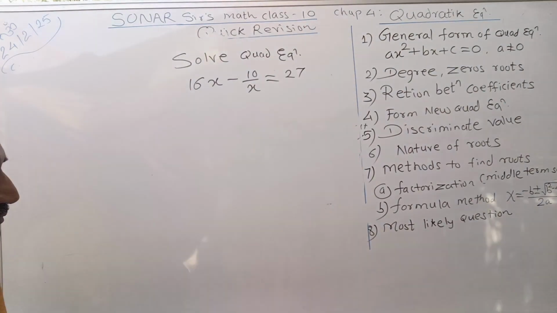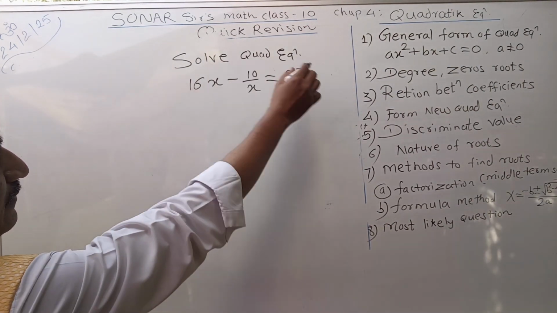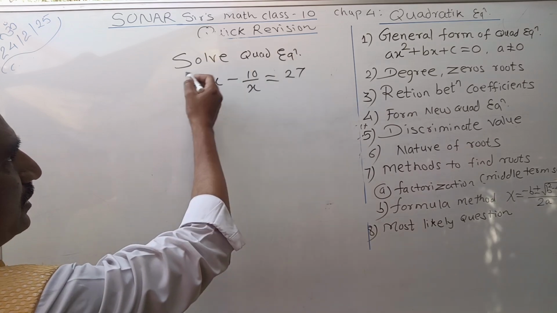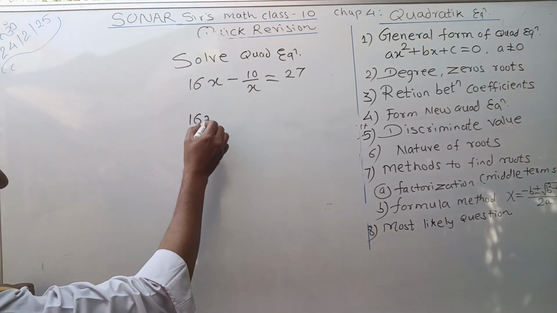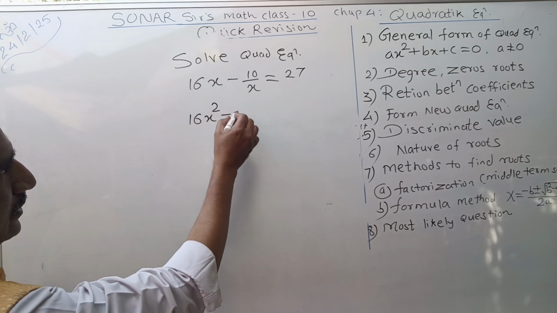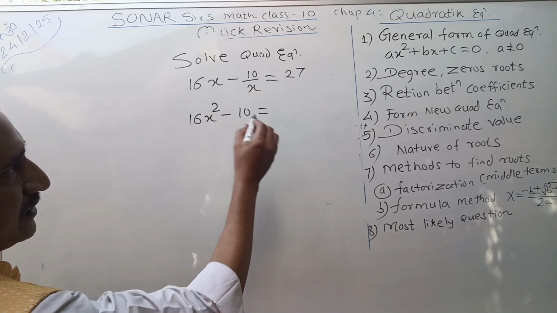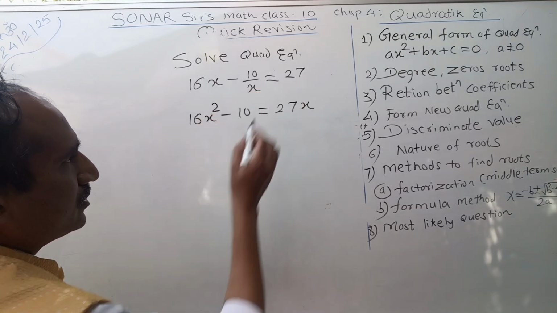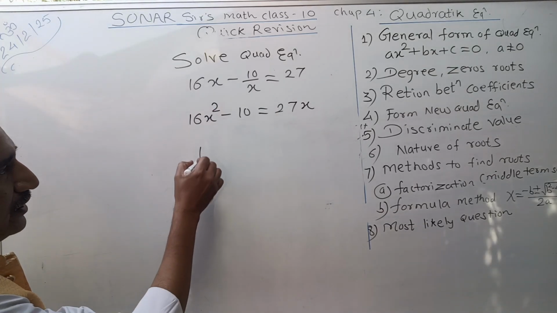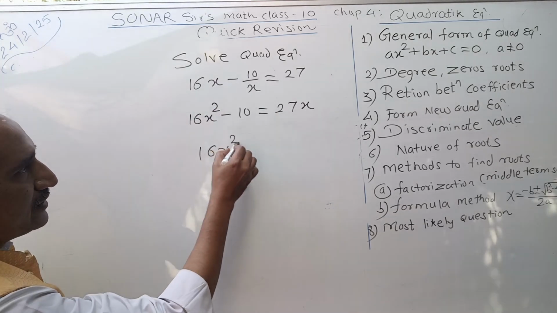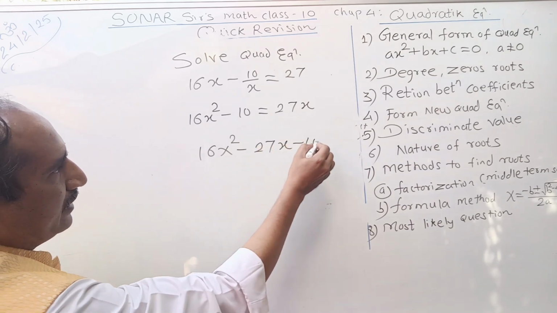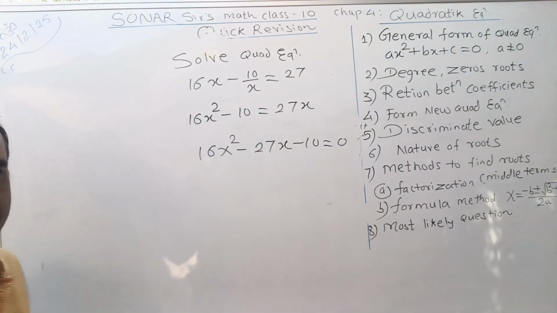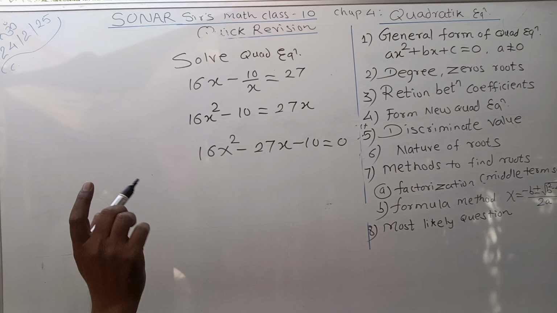or not. So first we have to simplify this because this is not in a quadratic form. So multiply both sides by x. So it becomes 16x, 10, x will get cancelled, and this is 27x. We'll rearrange this. This becomes 16x square, this plus on this side minus 27x minus 10 equal to 0. So first method is middle term separation.